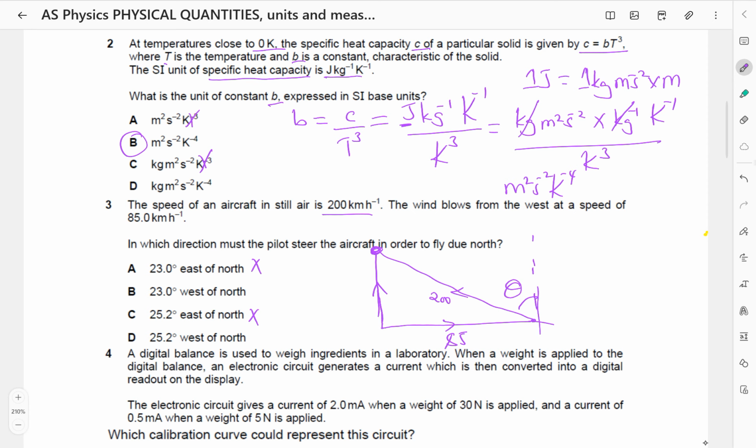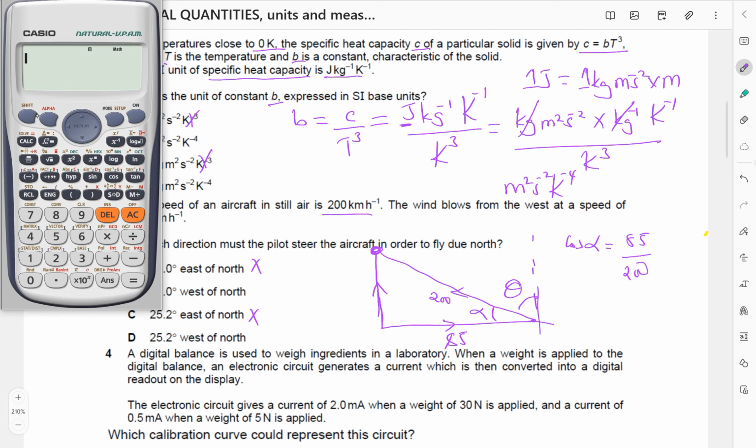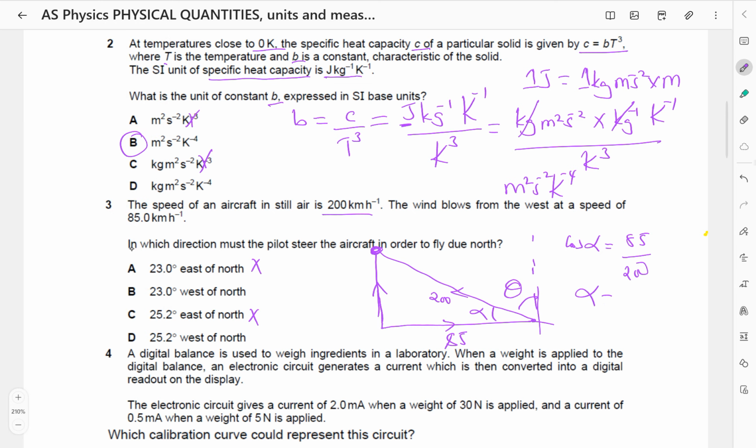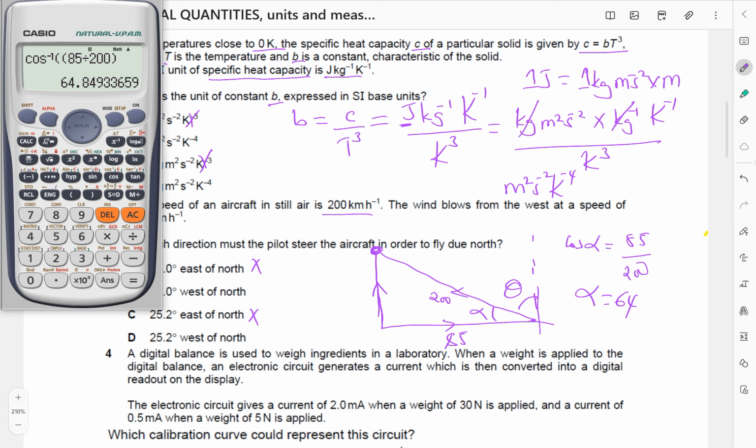But we can find that angle by first of all finding this one here. I'll call this angle alpha. So adjacent over hypotenuse, that is cos. So I can say that the cos of alpha is equal to the adjacent, which is 85, divided by the hypotenuse, which is 200. So I can first find alpha. So alpha will be equal to the cos inverse of 85 divided by 200. So alpha is 64.8.